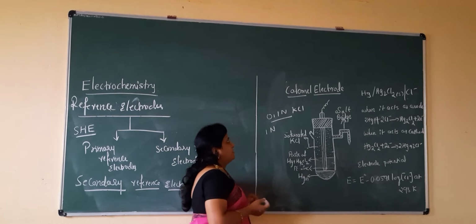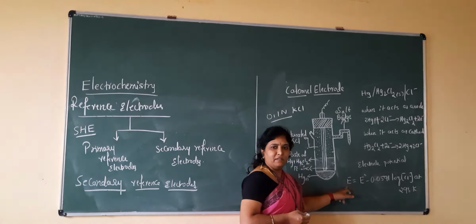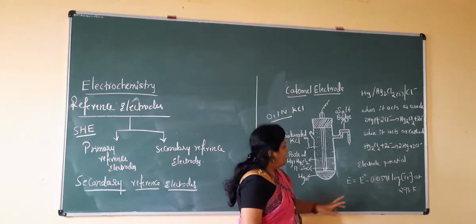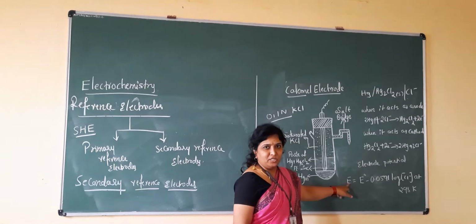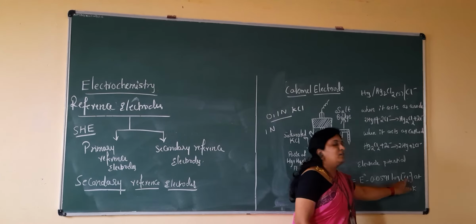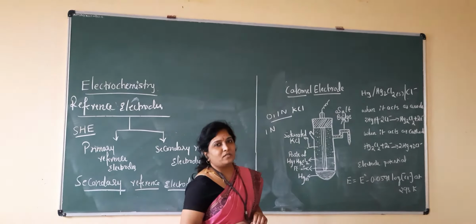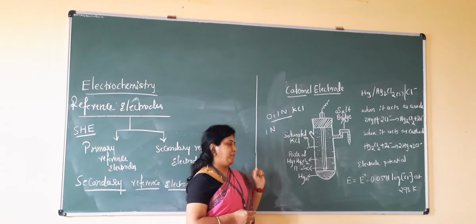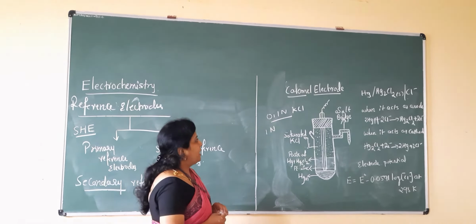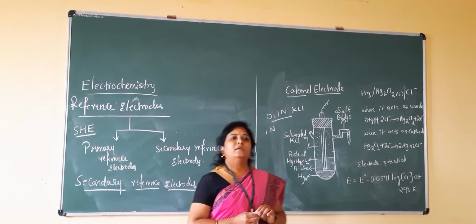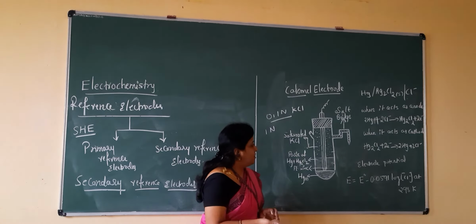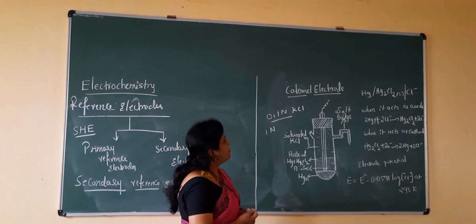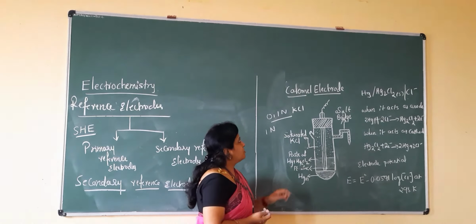Now the electrode potential for the calomel electrode is given by E equals E naught minus 0.0591 log of Cl minus at 298 K. In any experiment, especially this calomel electrode is used as a reference electrode in the potentiometric titration, and along with the glass electrode it is used in the pH determination. So these are the applications of the calomel electrode.